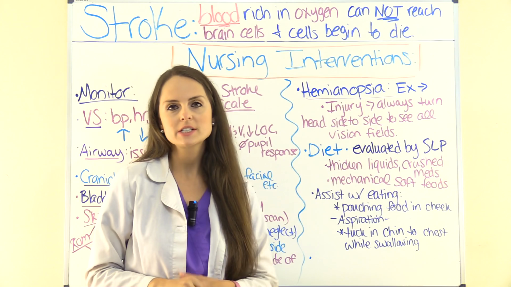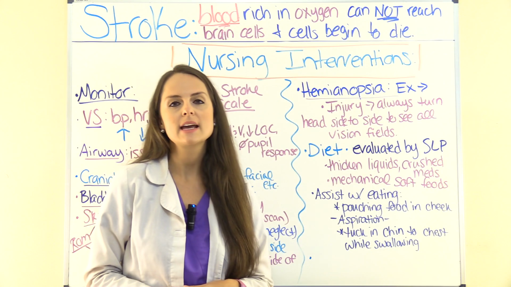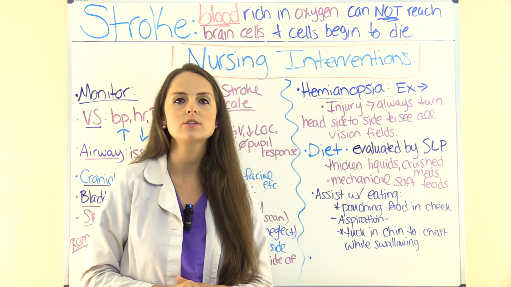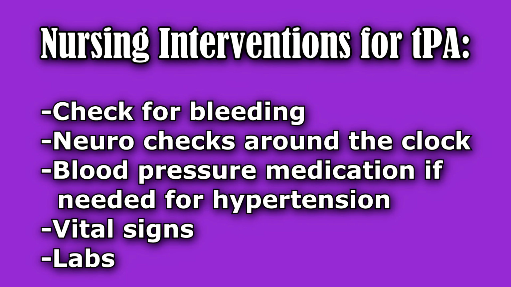Now let's talk about nursing interventions. Say you have a patient, they received tPA. What are you going to be doing as a nurse? What are you going to monitor them for? You want to monitor them for bleeding, and you will be doing around the clock neuro checks, checking their neuro status using the NIH stroke scale, which is what we're going to be looking at here in a second.